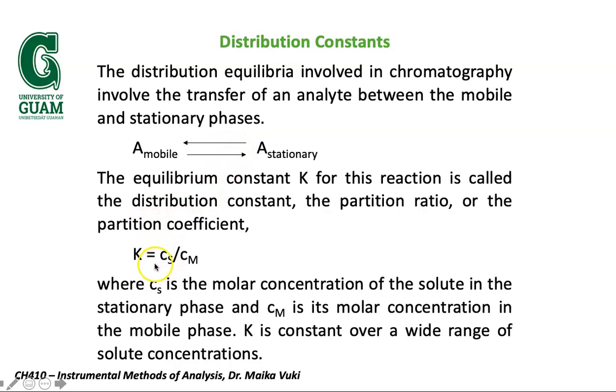And you can write the equilibrium constant as the ratio of the concentrations. So it will be the concentration of the analyte in the stationary phase over the concentration of the analyte in the mobile phase.